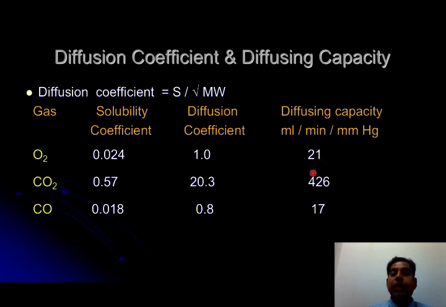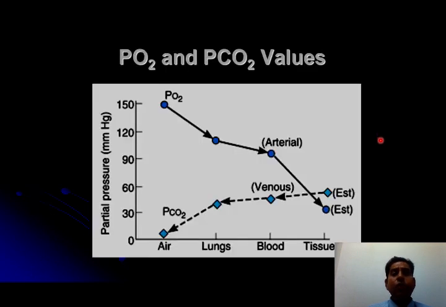Whereas carbon monoxide and oxygen have relatively similar diffusion coefficients or diffusion capacities, which is nothing but the ml of the gas which can be exchanged per minute for a given pressure in millimeters of mercury. Now, if you look at the values, how they change from the atmosphere till they reach the lungs, you will find that there is a progressive fall in the partial pressure of oxygen as the air moves from the air into the lungs, into the blood, and finally into your tissues.